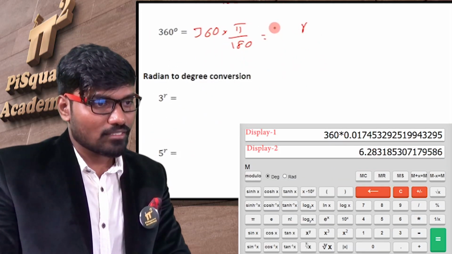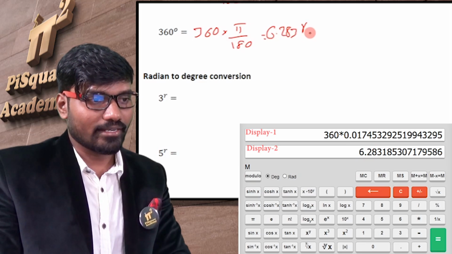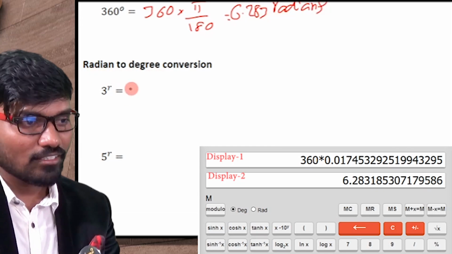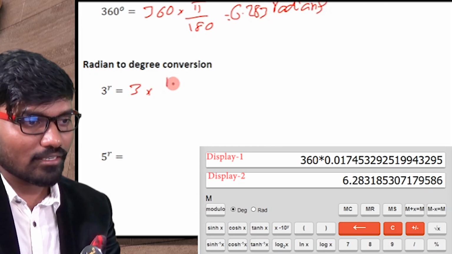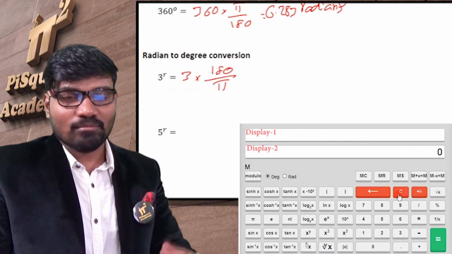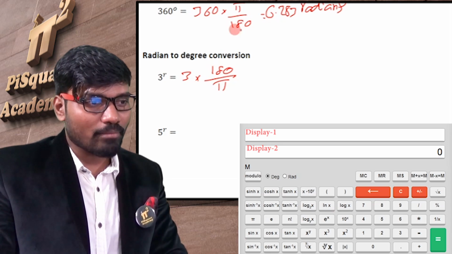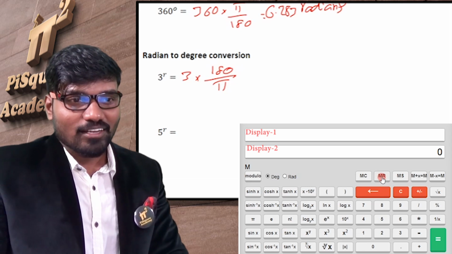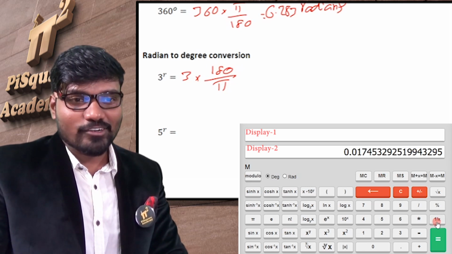Let's write the same. 6.283 radians. Okay. Now to convert radians into degrees, we'll multiply this radian into 180 by pi. Just the reverse of this. Okay. Let's try that. Now we need to store a new value in the memory. So previously we had pi by 180 in the memory. Now I need to make the inverse of it. Let's recall the memory and inverse it.